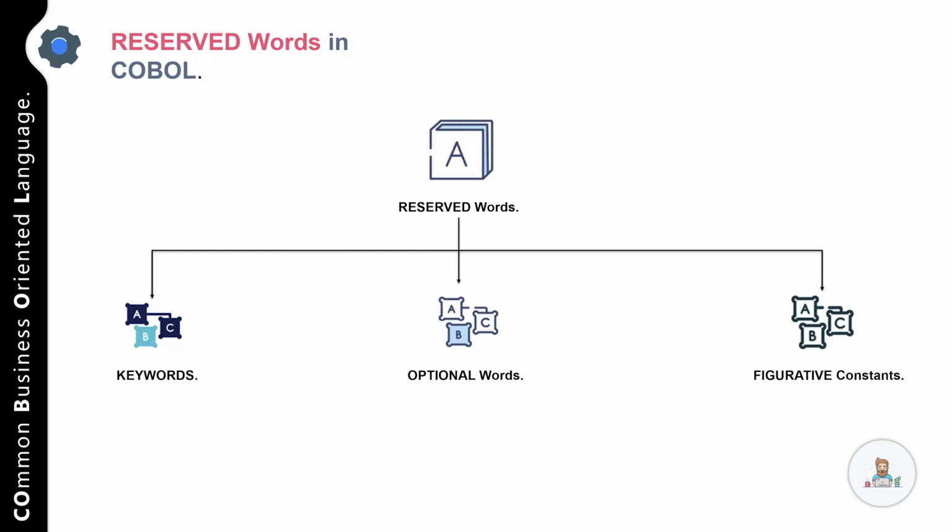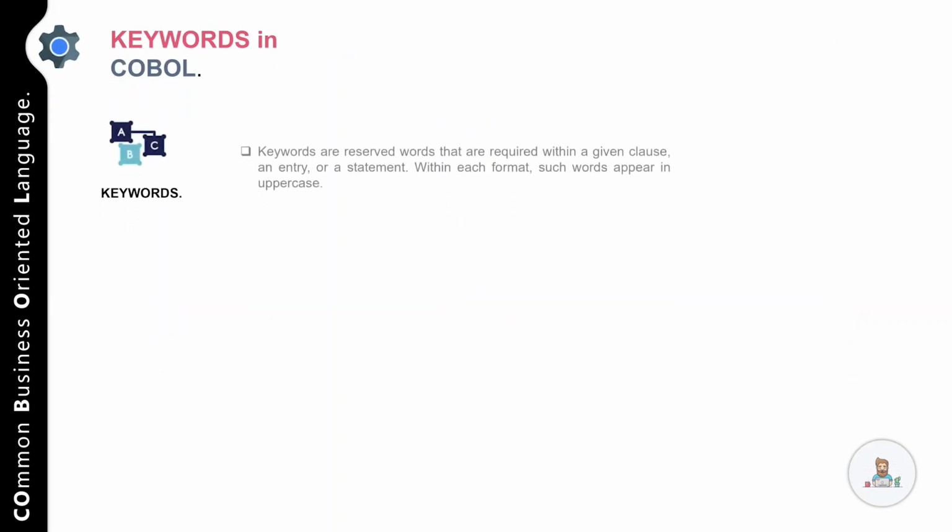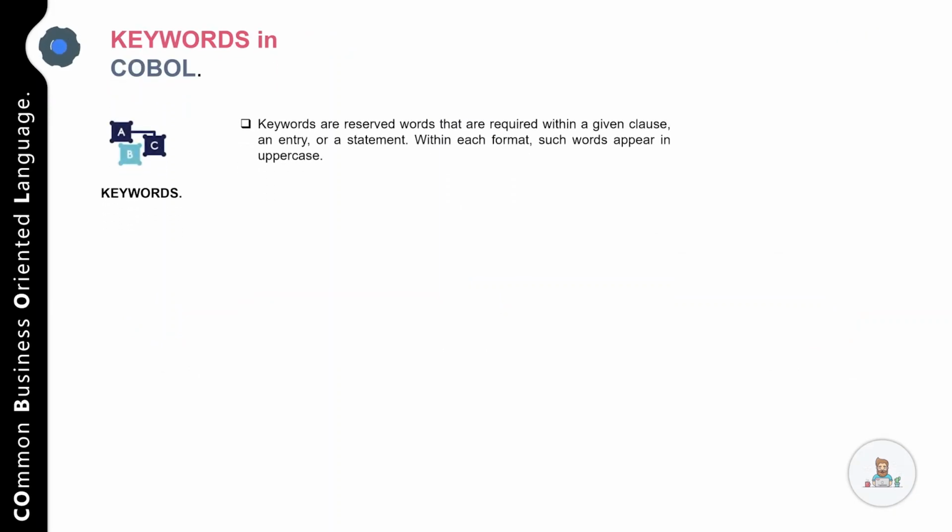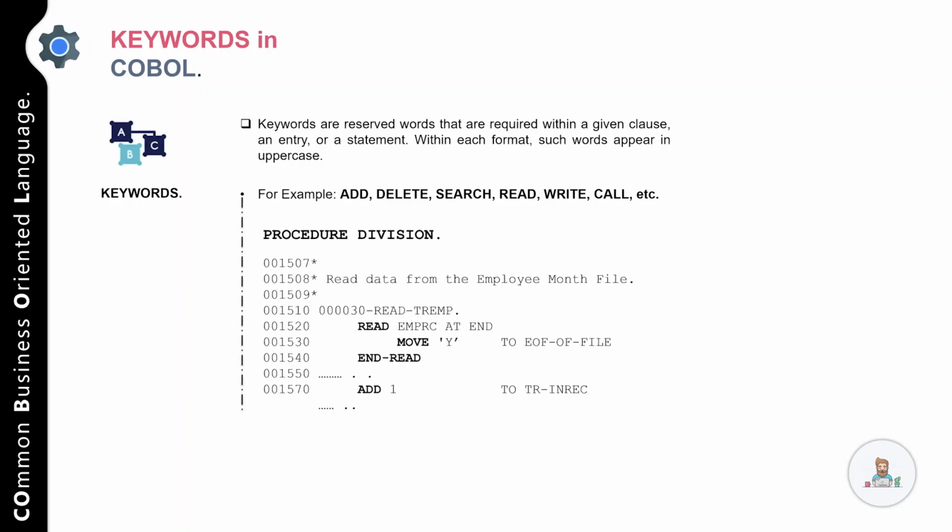Now let's talk about keywords. Keywords are reserved words that are required within a given clause, entry, or statement. And within each format, such words appear in uppercase on the main path. Here are some examples of keywords. However, the list of reserved keywords is quite lengthy.